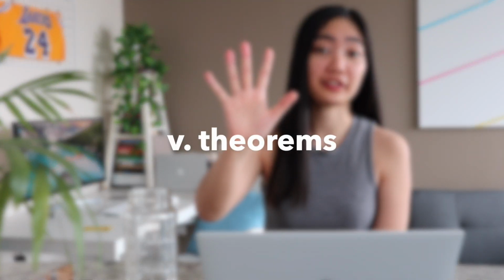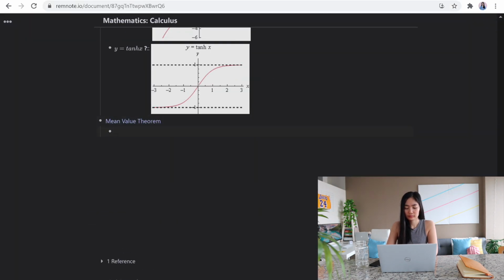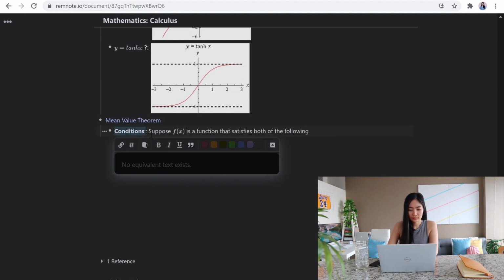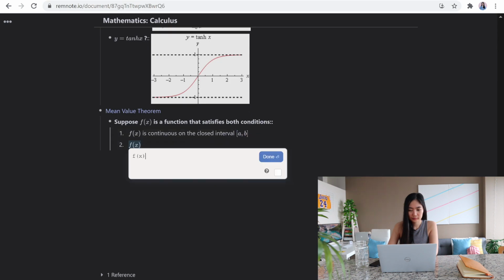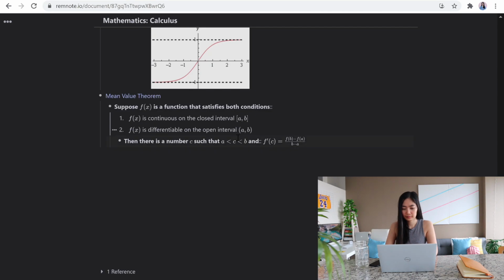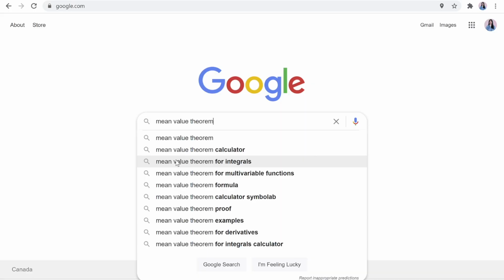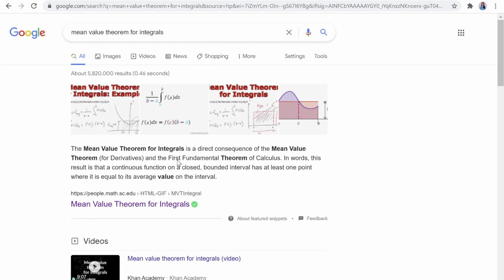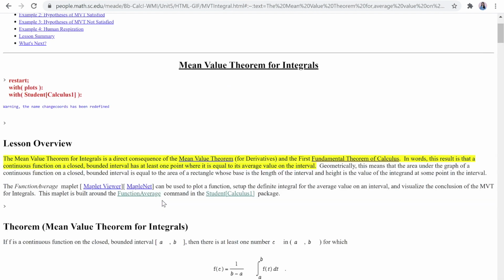Fifth type of notes are theorems. These are not just good for flashcards. I mean, of course, you can do this, mean value theorem. But these are good as references as well, because most of them are connected and again, they build off each other. For example, mean value theorem, I'm pretty sure this was mentioned some other time. So there's mean value theorem for integrals as well. And clearly they're not the same, but you can see that they have the same conditions.